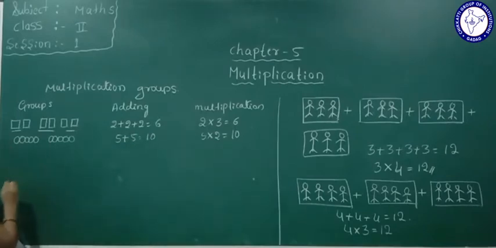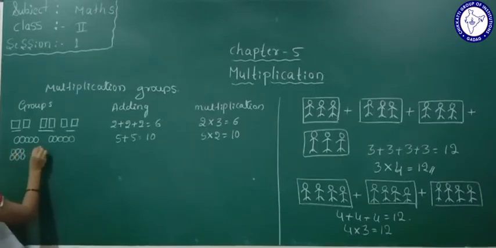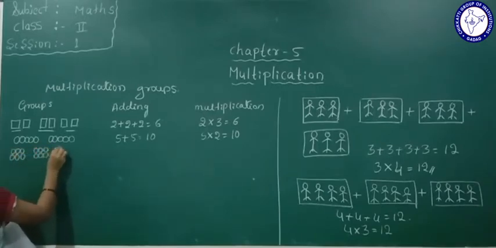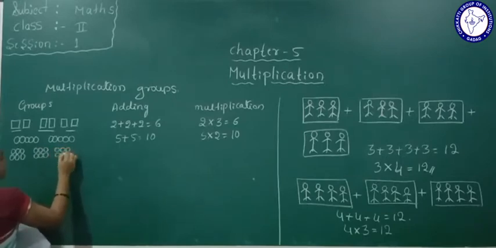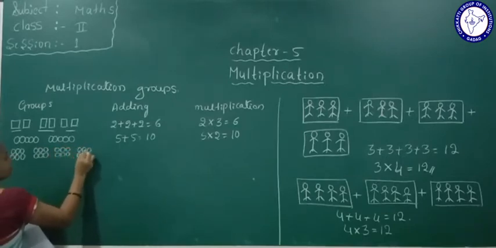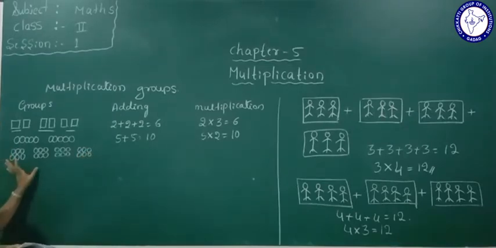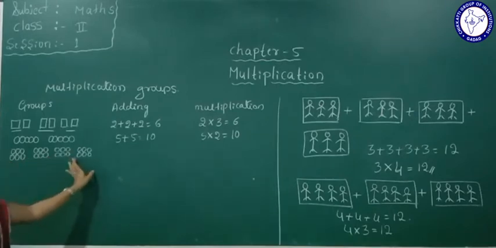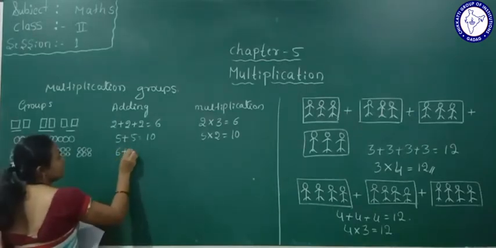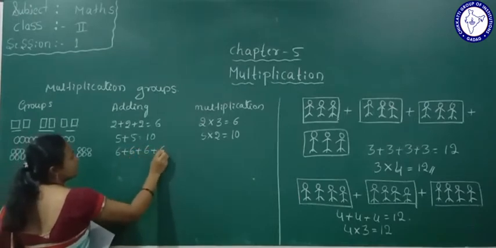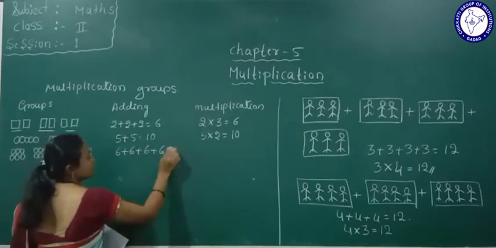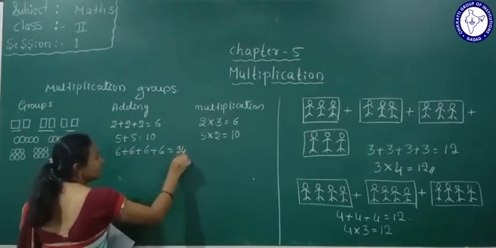Next one, another example with circles only. So in circles there are 4 groups taken. In each group there are 6. 1, 2, 3, 4. So there are 4 groups. In each group 6 are there. So here 6 plus 6 plus 6 plus 6. How many times? 4 times. It will become 24.